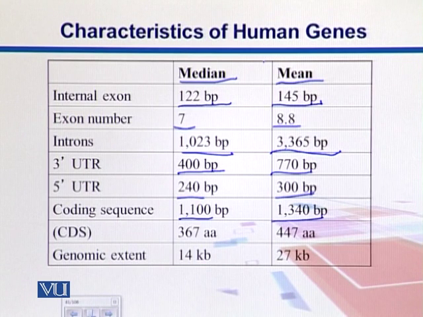Those coding sequences then get translated into proteins. Since we have a triplet codon, there should be a ratio of 3:1. So one third of this is roughly around 367 amino acids, and the mean number of amino acids coded in the proteins is 447. The genomic extent is 14 kb and 27 kb.